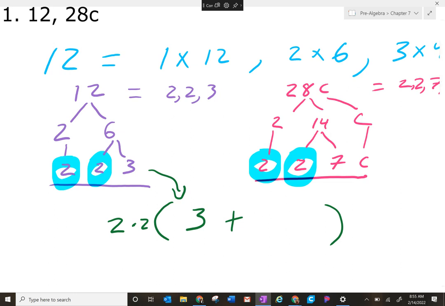I've got a 7 and I've got a C. They don't have any matches. This one's going to go here for the 7. So I've got plus 7 times the C. That's going to go down there.